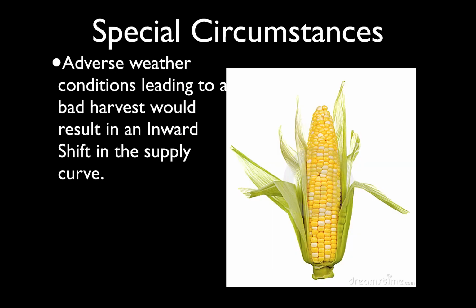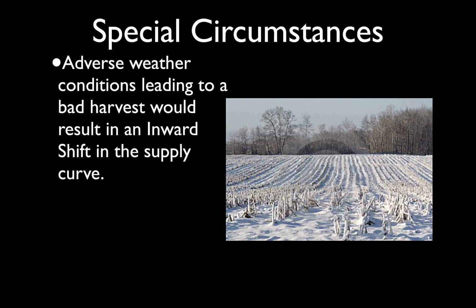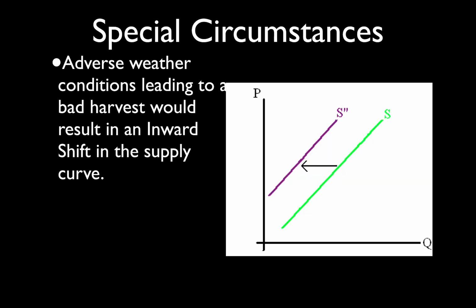Now there is just one other thing that I want you to be aware of, and I've only ever seen this explained in agriculture, but maybe if you have any other ideas of what it could be, put it in the comments. So what we are talking about with special circumstances is something that was unplanned and potentially unplannable. Adverse weather conditions leading to a bad harvest. So let's say a lot of frost or something like that will result in less of the good being grown, and therefore that is an inward shift in the supply curve.